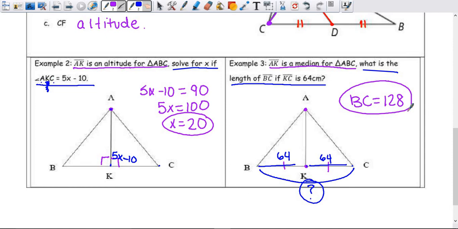All right, that's how you'll use midsegments, perpendicular and angle bisectors, medians, and altitudes. We'll practice this more in class.